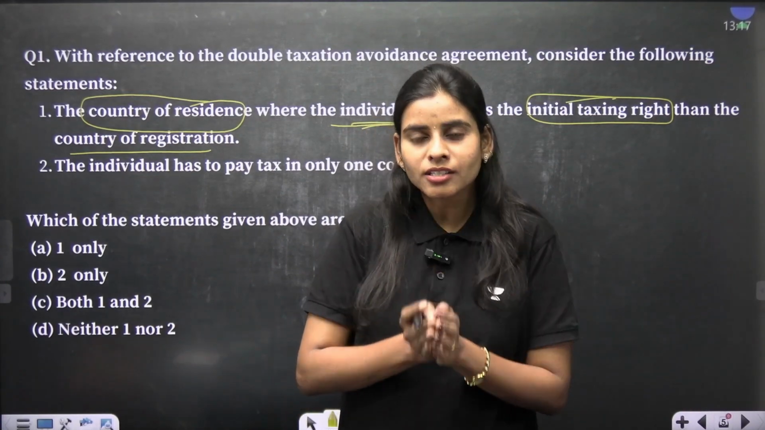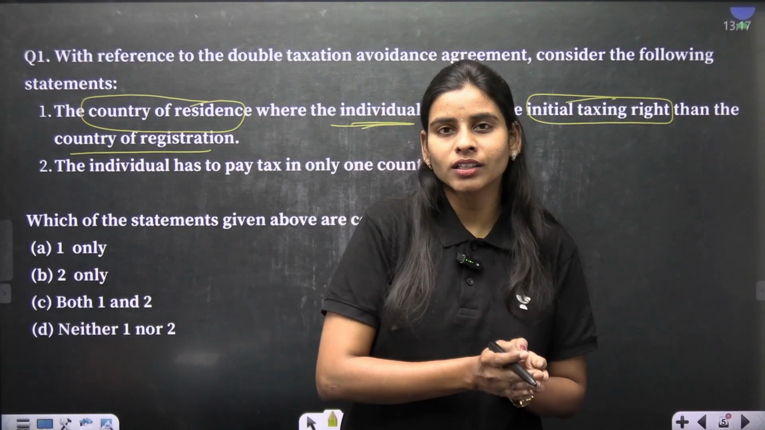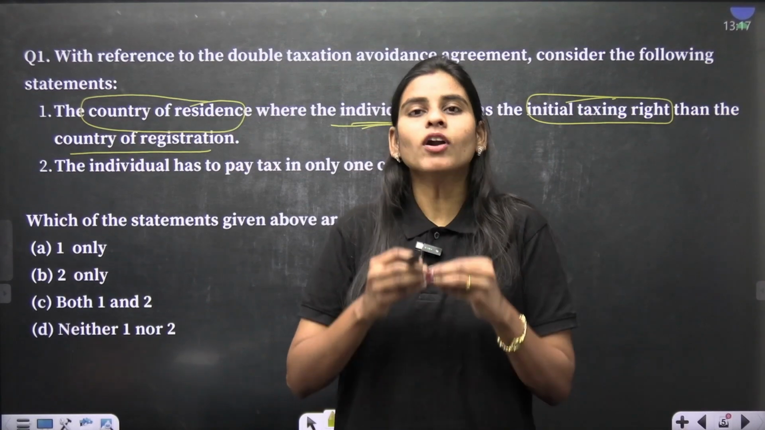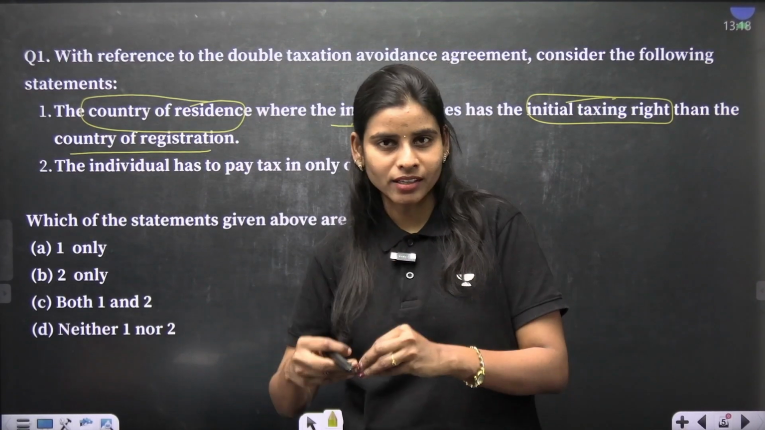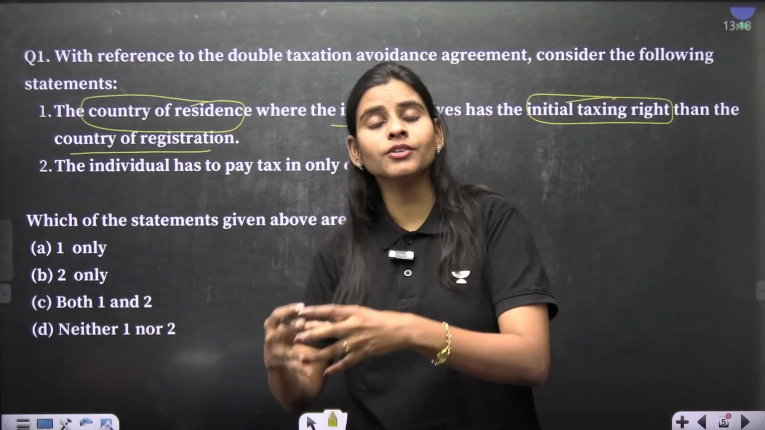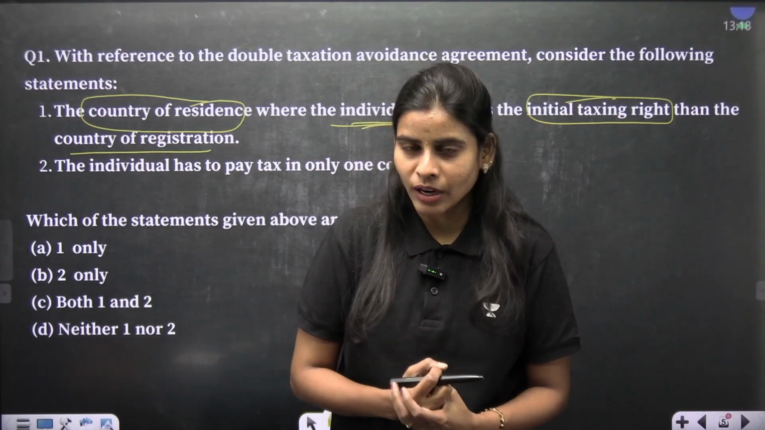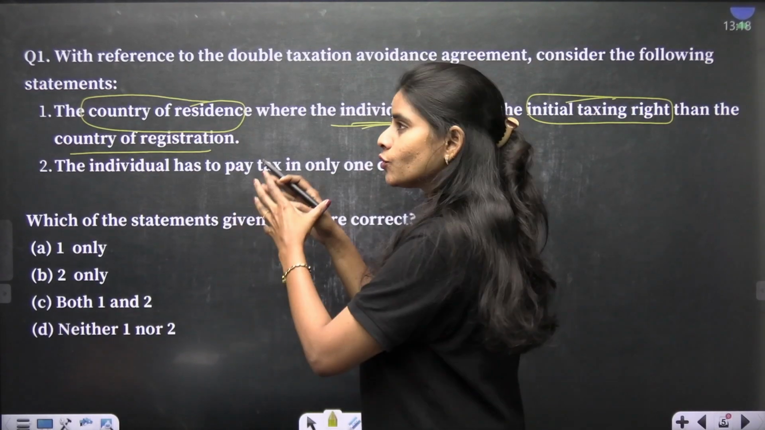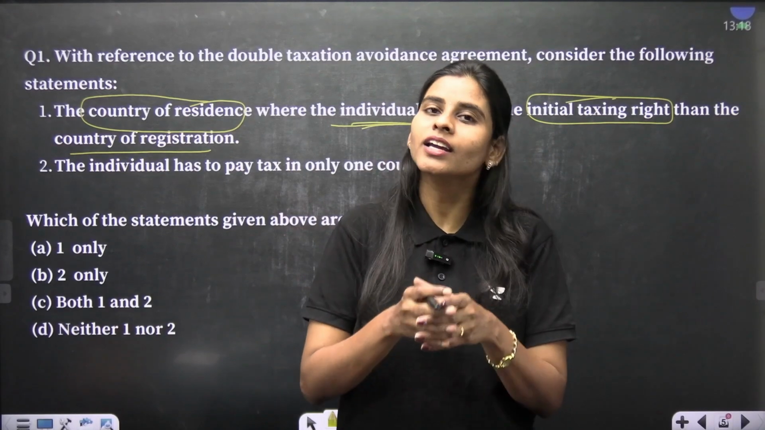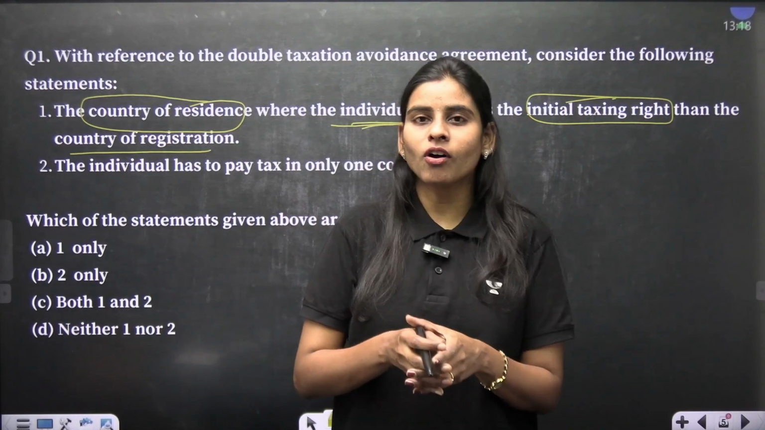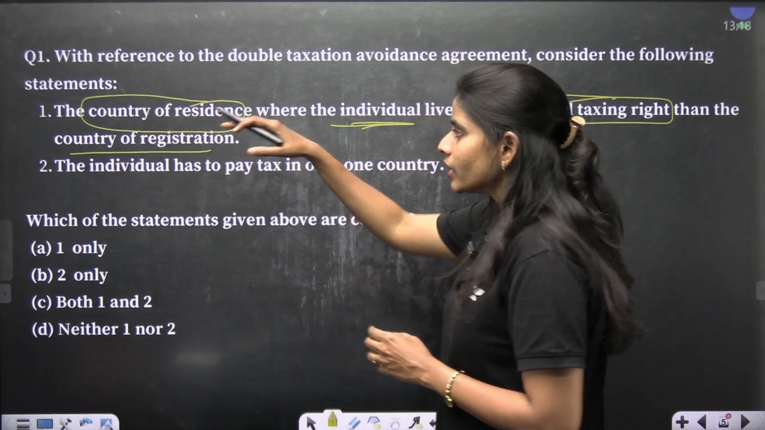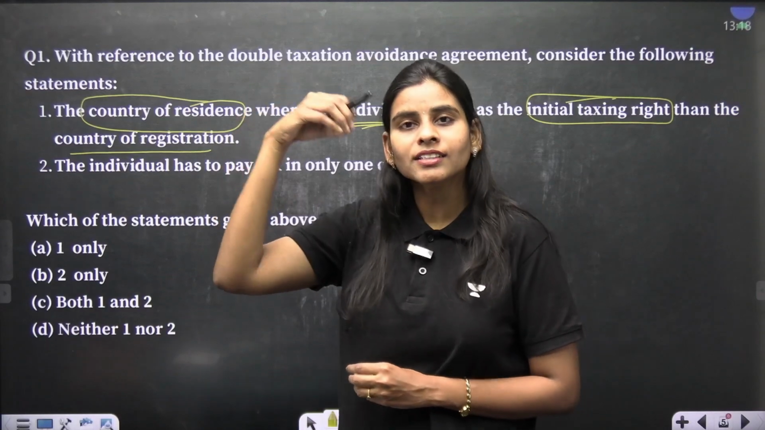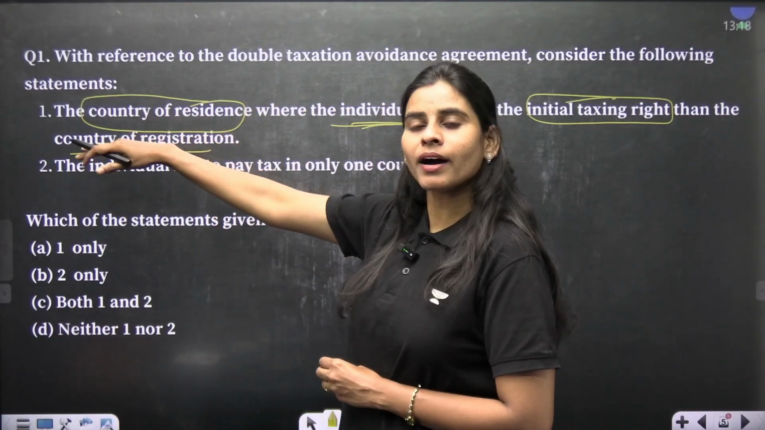So if a person or an individual is residing in one country and earning income from another country, he or she should not be subjected to paying tax twice, right? To the home country as well as to the country where he is getting income from. And the country from where he is getting income is called the country of registration, and the country where he is having his main residence is called the home country, right? So the initial country which has the right to levy tax is the country where the residence is there. So this is what is meant by statement 1.